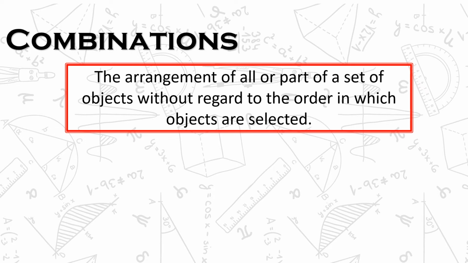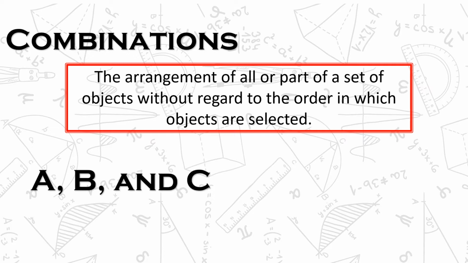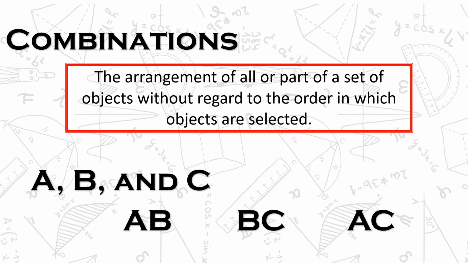Combination is the arrangement of all or part of a set of objects without regard to the order in which objects are selected. In other words, order is not important. Let us again begin our discussion with the letters A, B, and C. Suppose we are asked how many ways we can select two letters from that set without regard to the order of letters. The complete list of possible selections would be AB, BC, and AC.